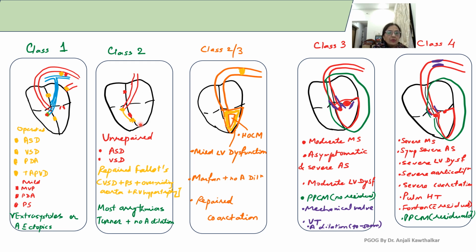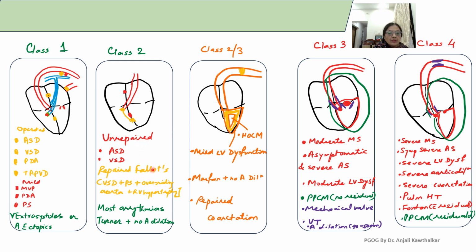Class 2, unrepaired ASD, VSD, red areas. Unrepaired ASD, VSD, but it is uncomplicated. So these are class 2. Slightly increased risk is there, but still pregnancy is relatively safer.